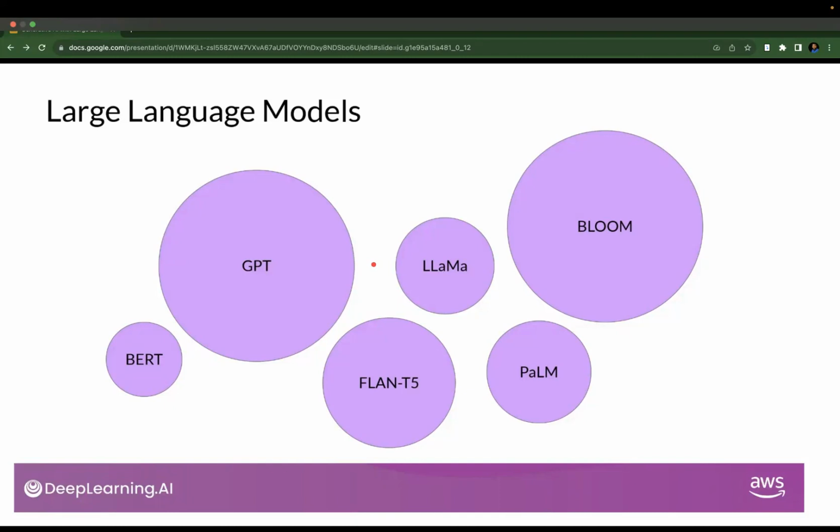But you get a sense like Bloom and GPT have lots of parameters, whereas PaLM and LLaMA have far fewer parameters as compared to GPT and Bloom.